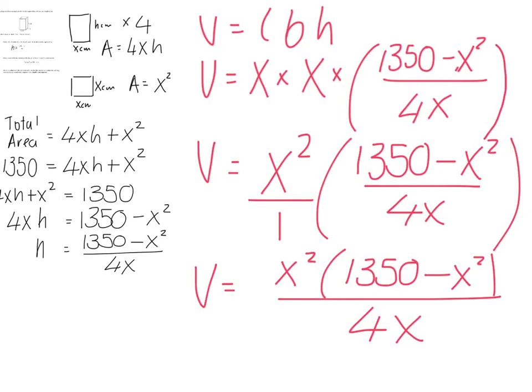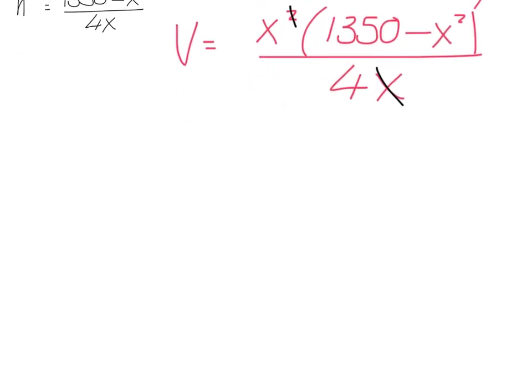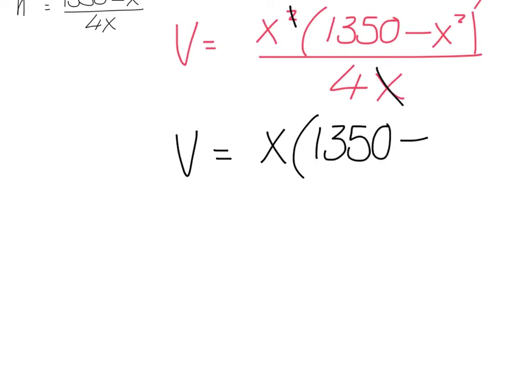What we can do now is cancel this x with one of the x's from the top line, moving this up a little to give us some space. That then gives us V equals x bracket 1350 minus x squared, close bracket, over 4. Now that's almost what we're looking for.